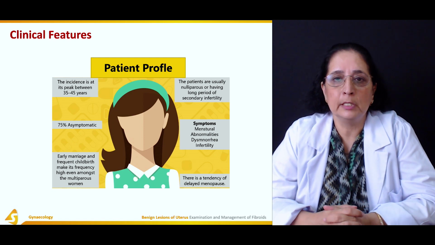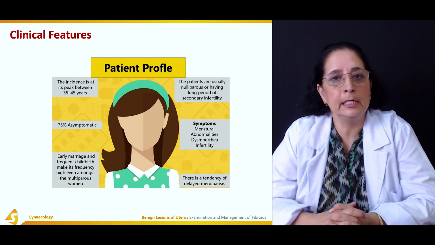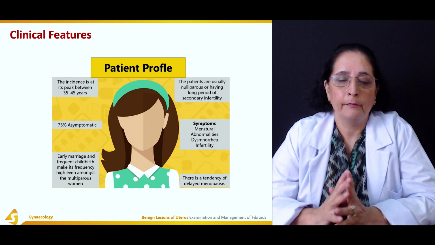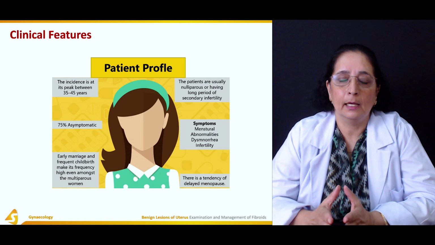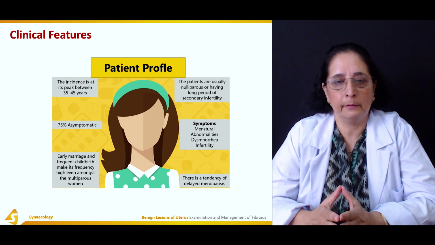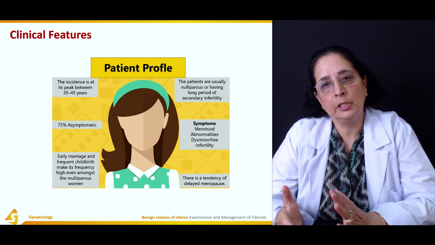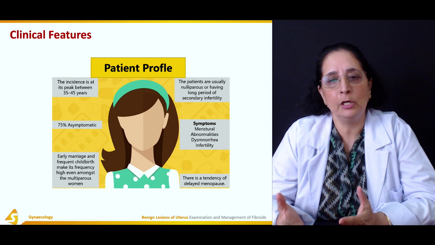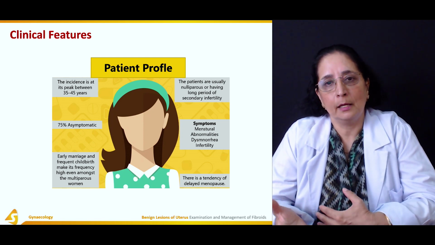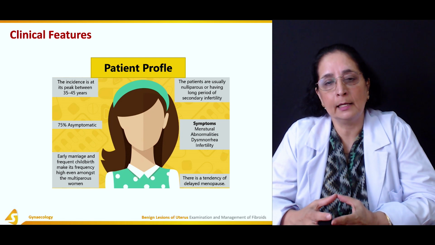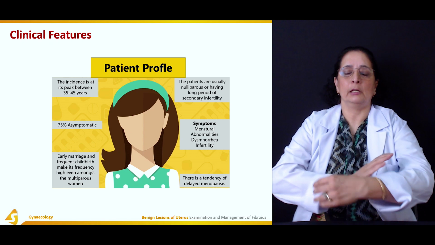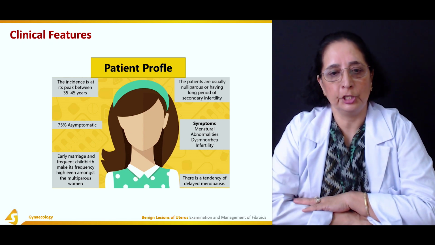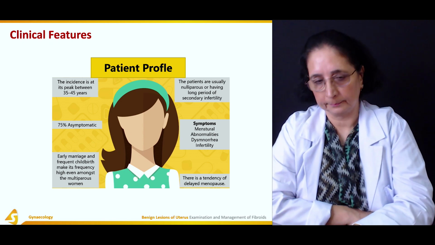And there is usually a tendency of delayed menopause also. Fibroids lead to very, very heavy bleeding in patients with fibroids. So usually these patients have delayed menopause or delayed stoppage of menstrual cycle because of bleeding fibroids. So these are all the clinical features of the patient with the fibroids.